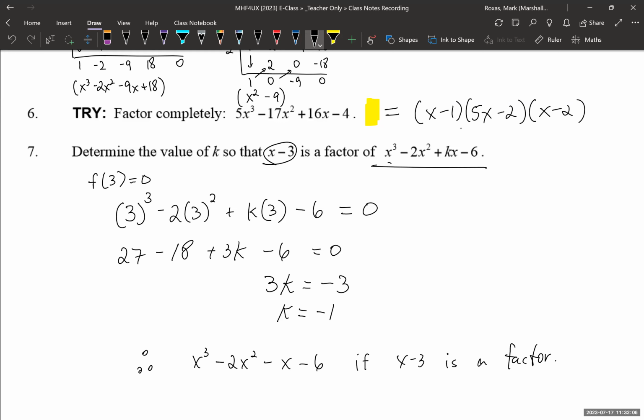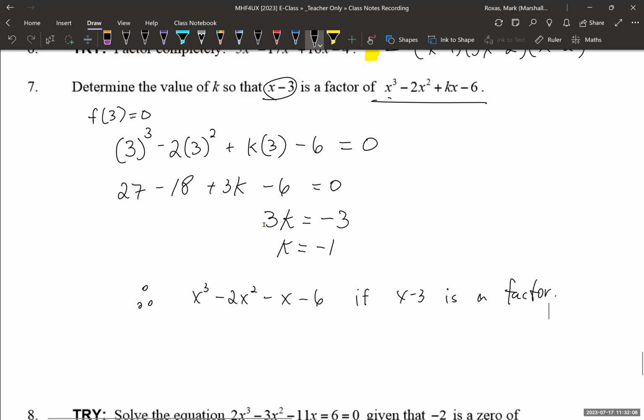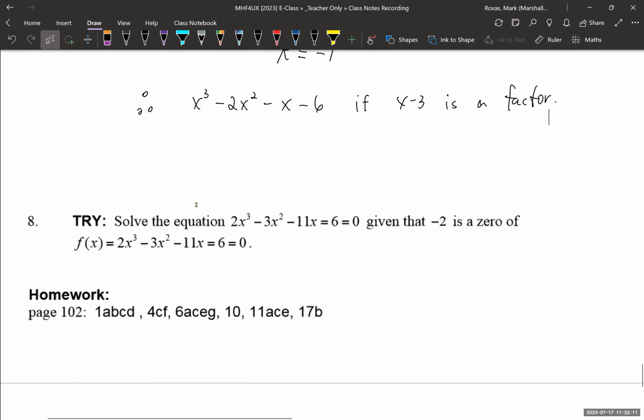Okay, so that's it for this lesson. Try some of the practice problems in your textbook. There's another you try problem. Actually, you can try this problem right now. Pause the video and I'll post the answer right here in just a second.